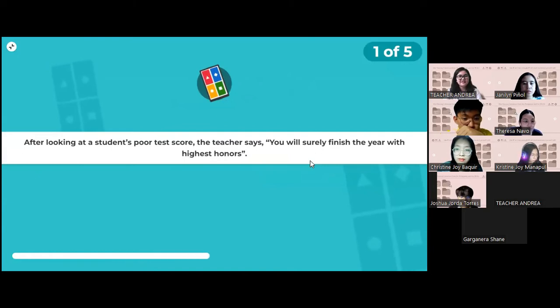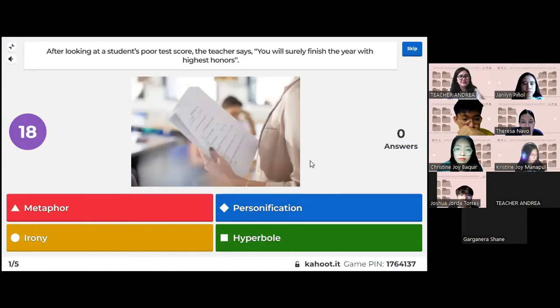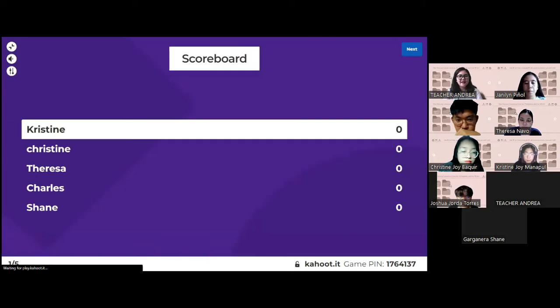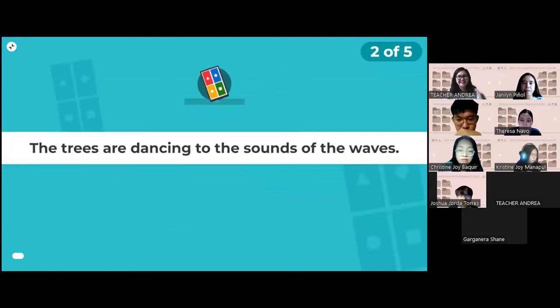After looking at the student's full test score, the teacher says, you will surely finish the year with highest honor. What do you think is the figure of speech used in the sentence? Only 8 seconds left. I can see 4 correct answers already. That's very good. And for the next item, Christine is our top one.